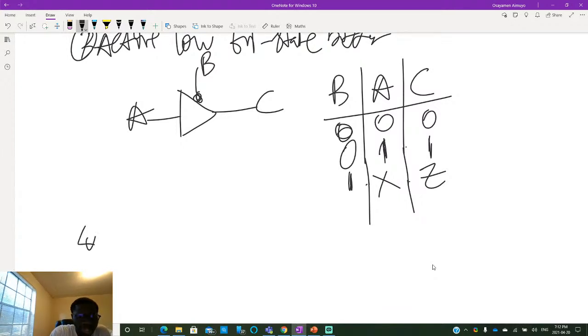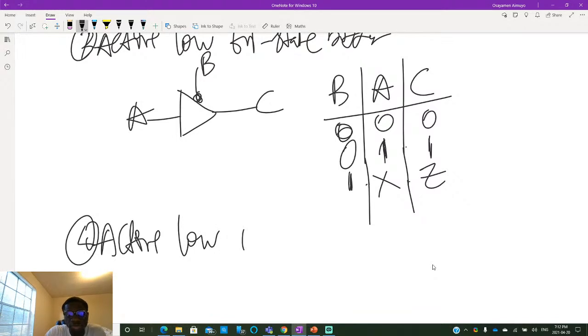And then the last variation is the active low inverting tri-state buffer.